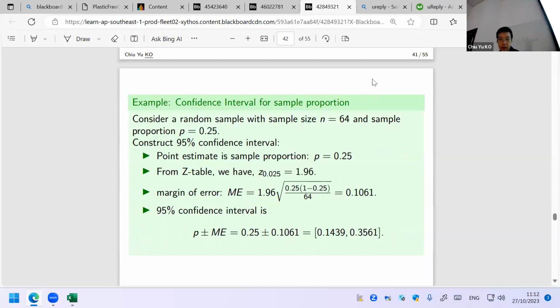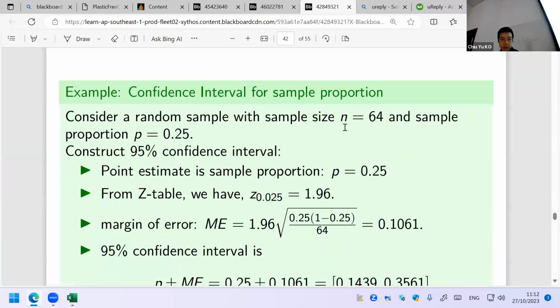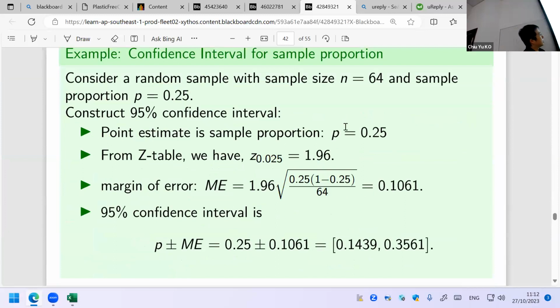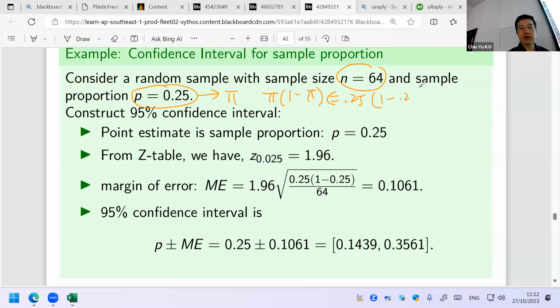We can go over that. So let me finish the example, then probably we can end today. We have n is 64, sample proportion is 0.25. If we want to estimate the population proportion, we're done. If we want to estimate the population variance, we are done too. It will just be 0.25 times 1 minus 0.25. That will be our estimate of variance, although it's biased.